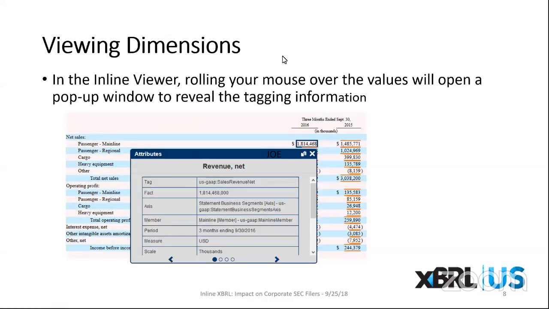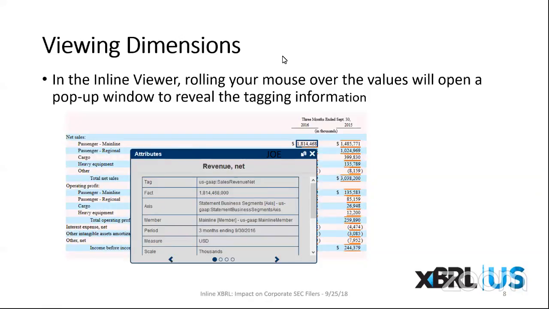So first off, let's start with the good news. The tagging of dimensions, or the tagging of facts that have dimensional attributes on them, isn't changing under inline. What I want to talk about over the next couple of slides is how dimensions are viewed in inline XBRL.